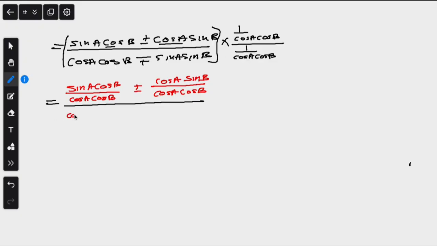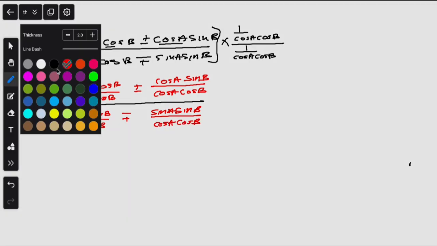We're going to have cos A cos B divided by the same thing, which is cos A cos B, then minus or plus. So these signs are very, very important to remember. Then 1 multiplied by sine A sine B, we're going to get sine A sine B divided by cos A cos B. So this is what we have.